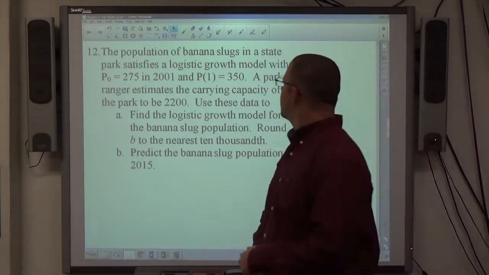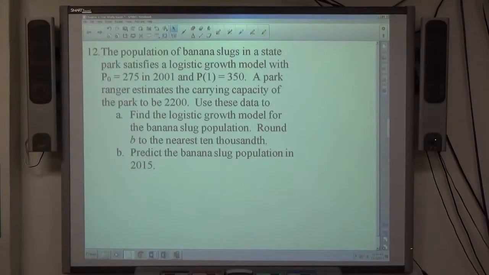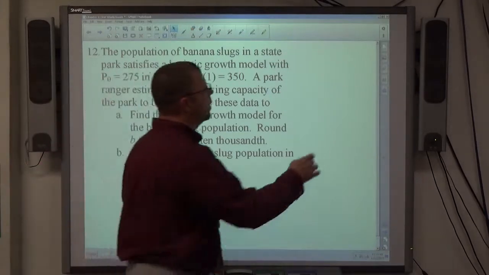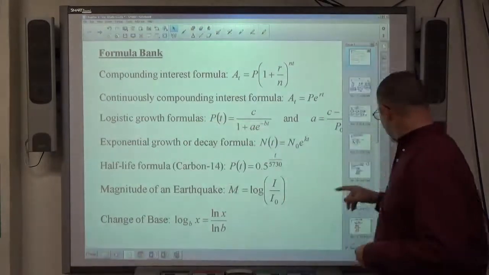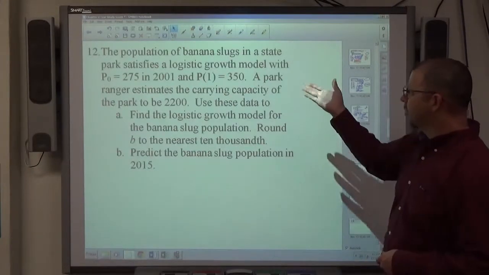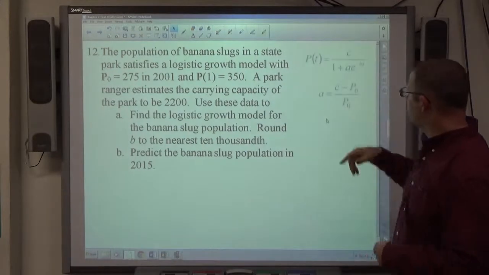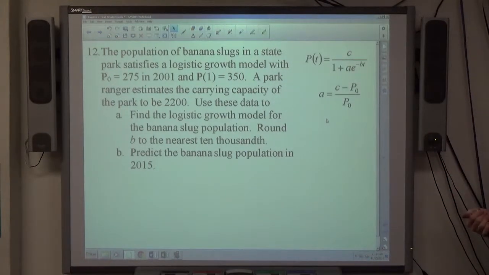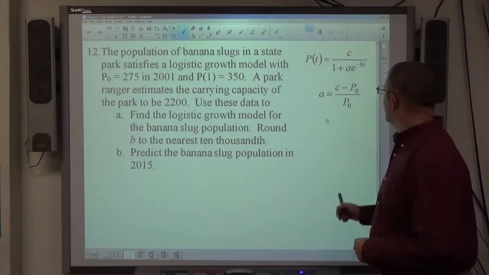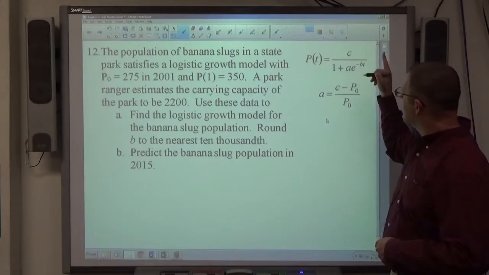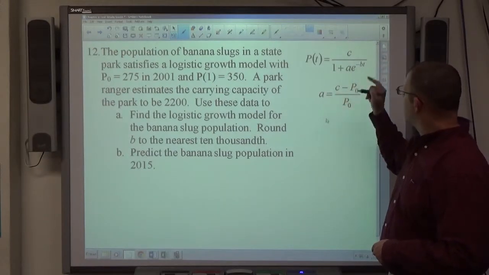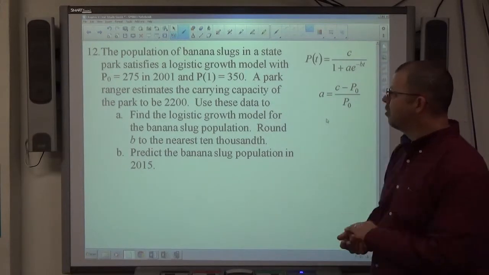Number 12, the population of banana slugs in a state park satisfies a logistic growth model. So going back again to page 1, which again is supplied for you. Logistic growth formulas. So it says logistic growth model, so it should bring to your attention, hey, we got some formulas here. So we're going to look at those two formulas. P of t is equal to c over 1 plus a e to the negative bt, where a is equal to c minus p sub 0 over p sub 0. P sub 0 is initial population, P of t is final population, c is carrying capacity, a is this number, and b is another constant that we have to find usually.